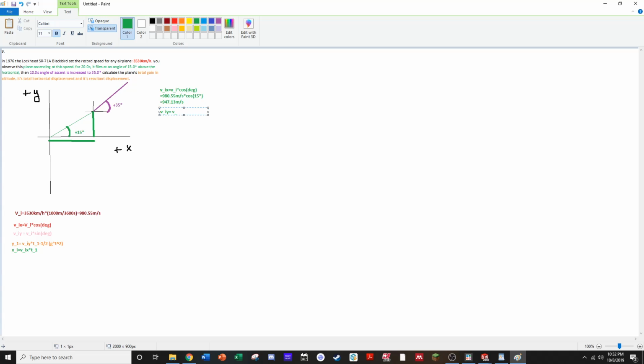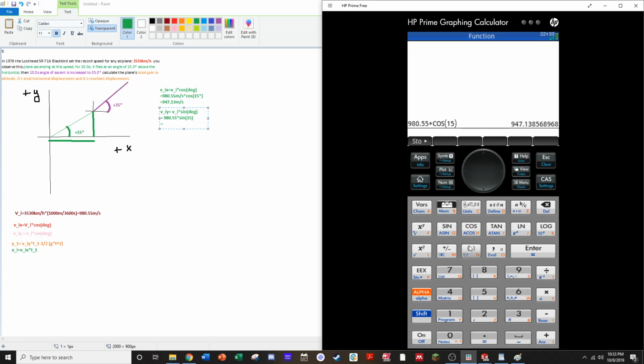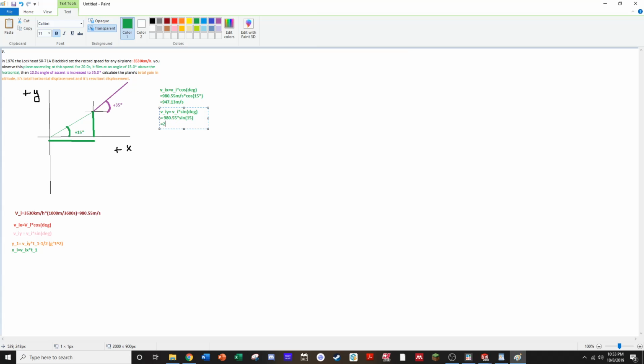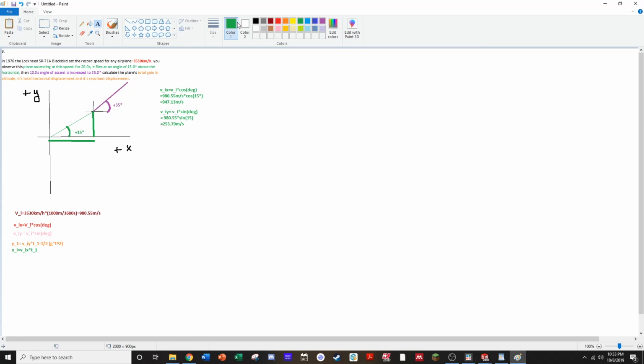So v sub i times the sine of the degree. We're going to plug in the values. So it's 980.55 times the sine of 15. That's going to equal 253.79, because that rounds up. So 253.79 meters per second. Okay?